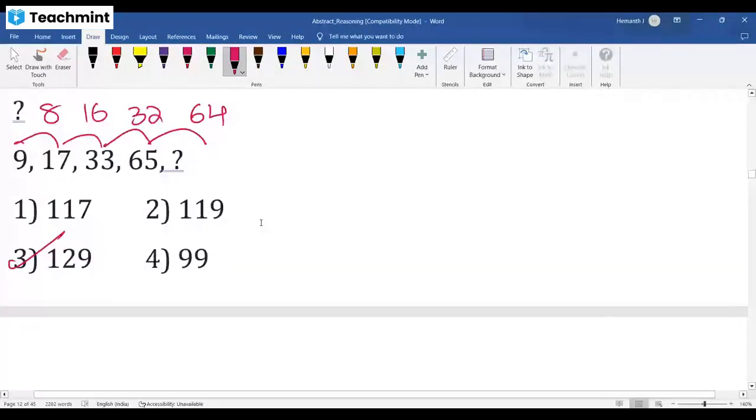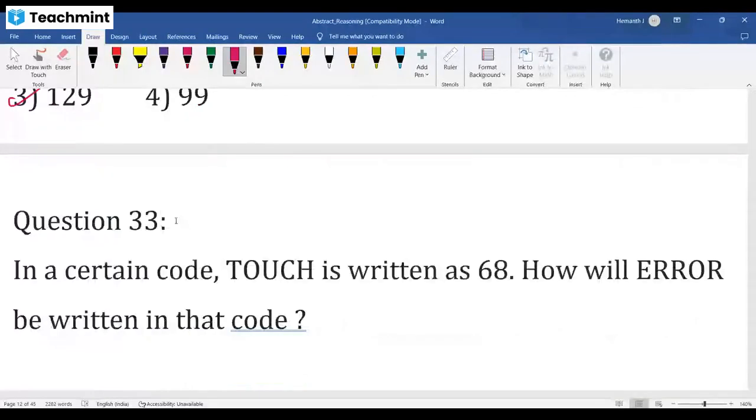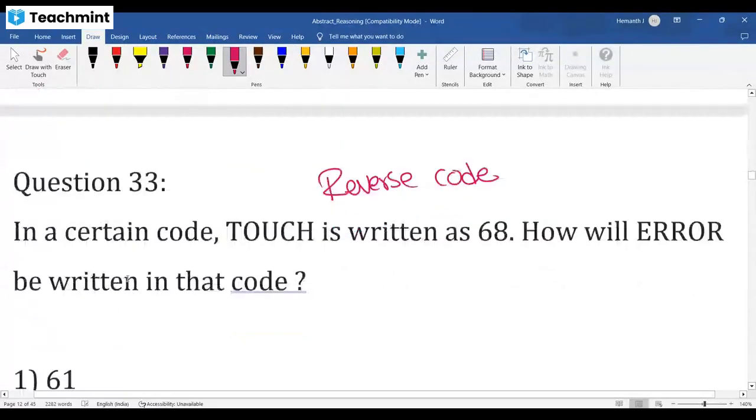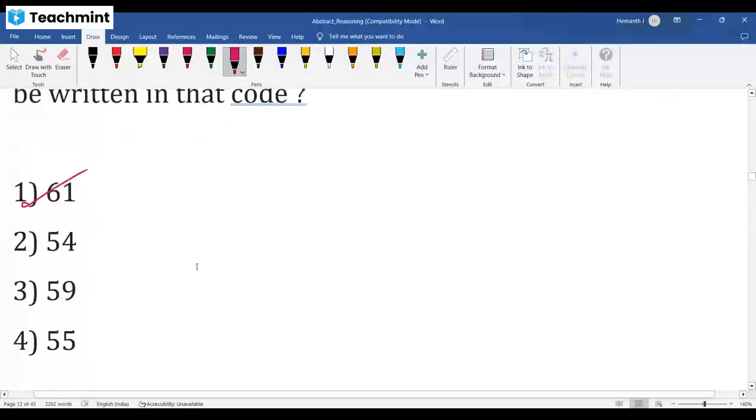Super. Next one, I think we discussed this. One of your friends already helped with it. Reverse code logic, right? $61 is the answer. We already discussed. Next one. What about this one?